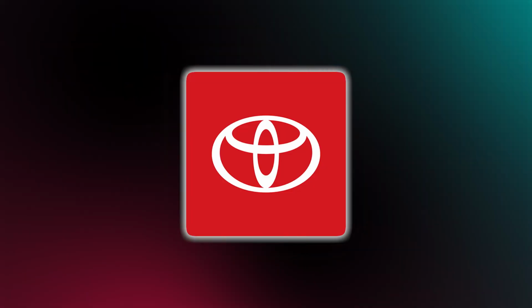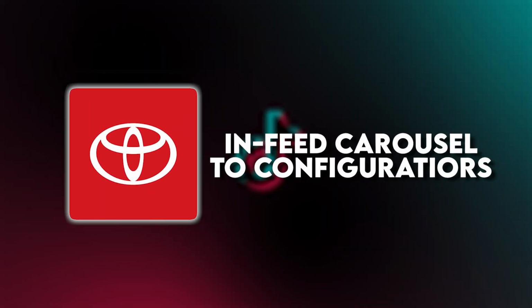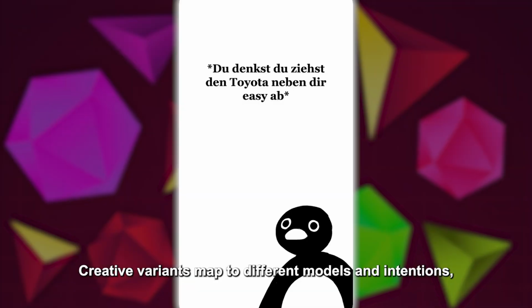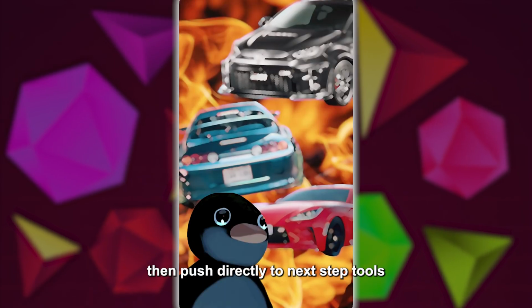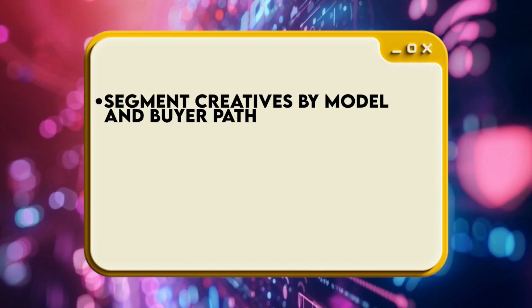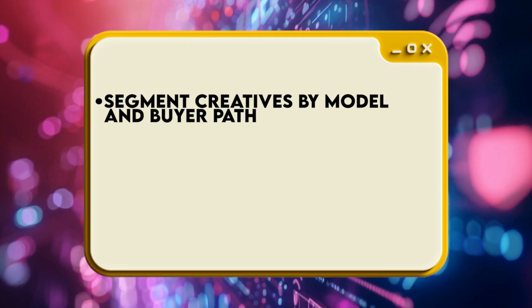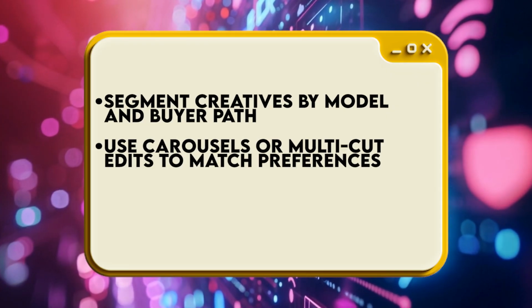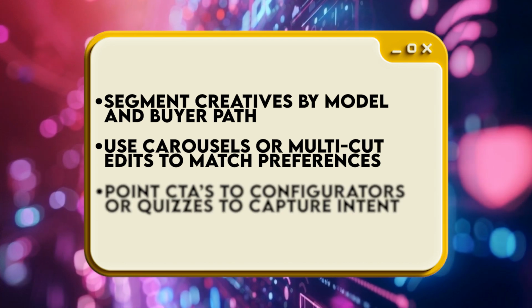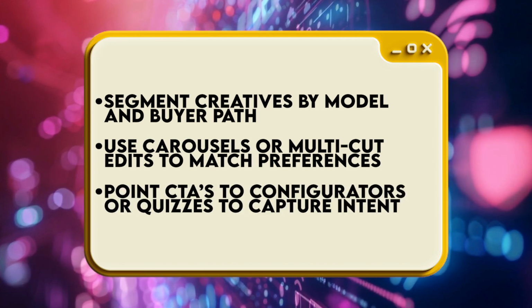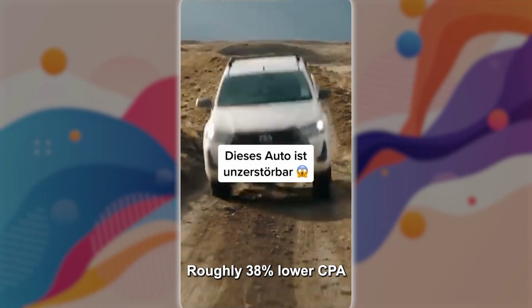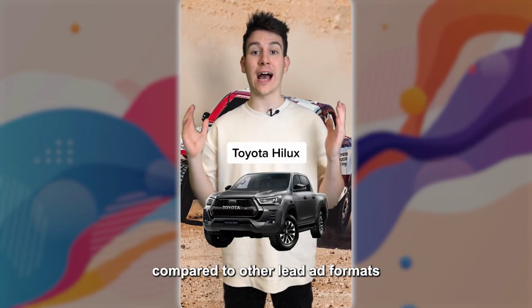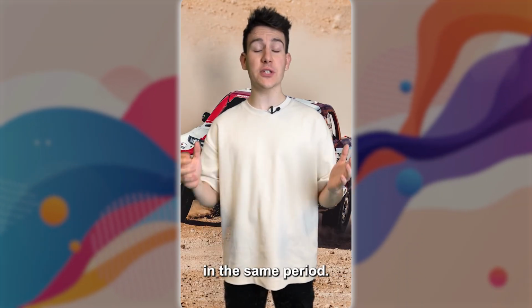6. Toyota Germany. In-feed carousel to configurators. Why it works? Creative variants map to different models and intentions, then push directly to next-step tools like configurators. Action steps. Segment creatives by model and buyer path. Use carousels or multi-cut edits to match preferences. Point CTAs to configurators or quizzes to capture intent. Result: roughly 38% lower CPA compared to other lead ad formats in the same period.